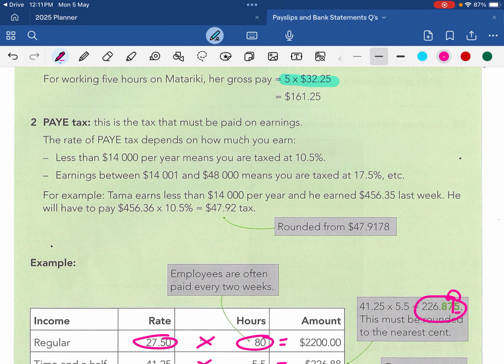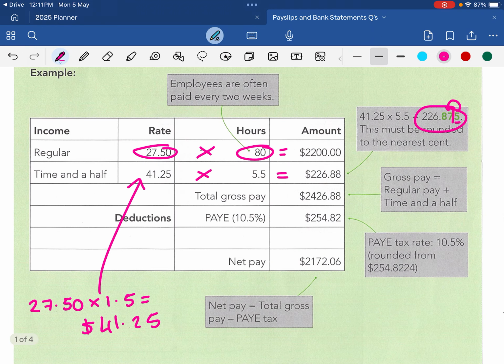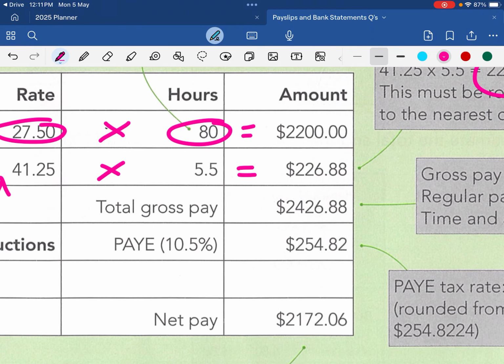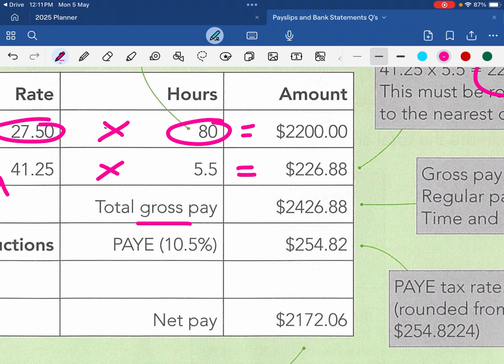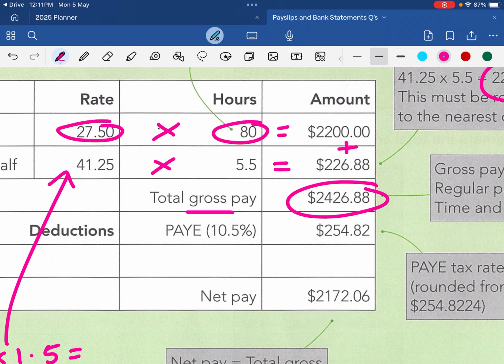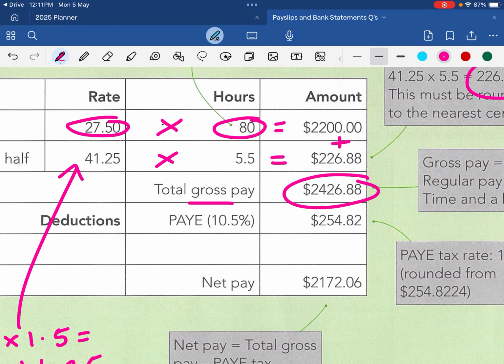Okay, so we need to know how to find how much tax you're going to pay. So on this example payslip, the total gross pay, which is before tax, so this isn't the amount that you're going to get in your account, unfortunately, is the normal rate pay plus the time and a half pay. Now, PAYE is the pay as you earn tax, and this for this person is charged at 10.5%. It's the lower tax bracket. We need to find 10.5% then of the total gross pay.